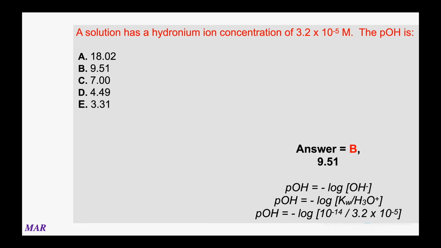In this problem, it looks like what I did was something totally different. pOH equals minus log of hydroxide, and hydroxide is Kw divided by hydronium. So I plugged all those pieces in there to get 9.51. All of these ways are fine, and you pick the one which works best for you. That's what's really important. As long as you can get the 9.51 answer, I'm very, very pleased.